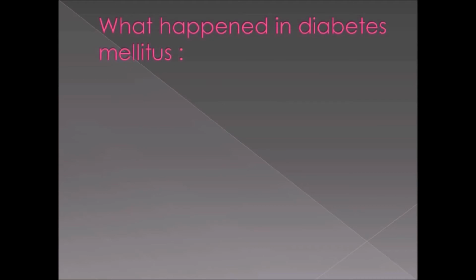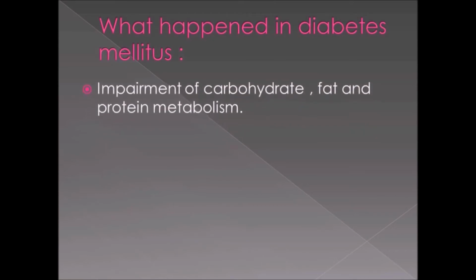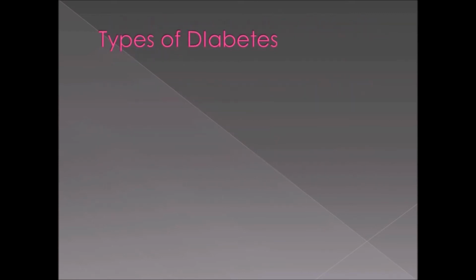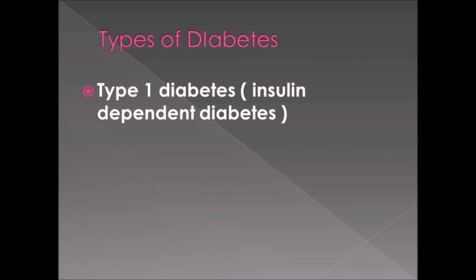Diabetes mellitus is a syndrome of impaired carbohydrate, fat, and protein metabolism caused by either lack of insulin secretion or decreased sensitivity of the tissues to insulin. There are two general types of diabetes mellitus. Type 1 diabetes, also called insulin-dependent diabetes mellitus, is caused by a lack of insulin secretion.